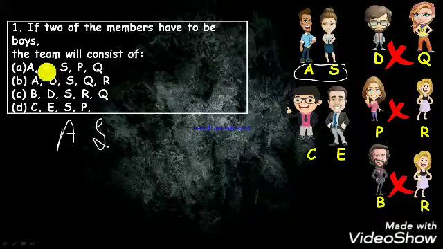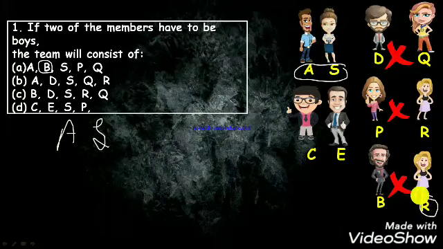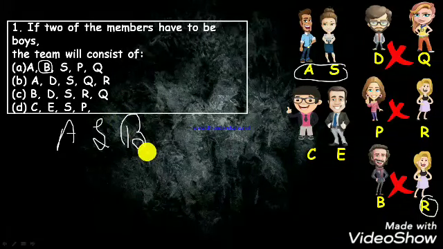Now let's consider our other option. The second is B. So let's check our condition. B cannot be put with R. So are you seeing any kind of R here? No, obviously not. So let me write down B here.